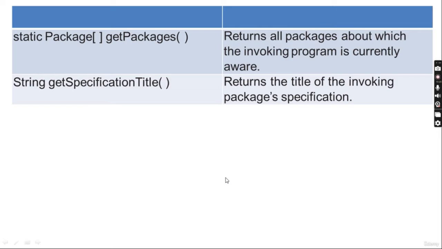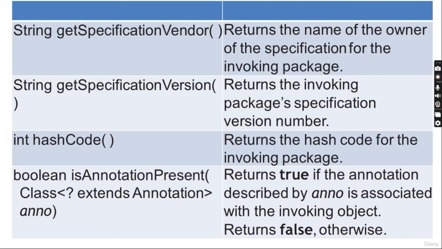Then getSpecificationTitle returns the title of the invoking package's specification. getSpecificationVendor returns the name of the owner of the specification for the invoking package. getSpecificationVersion returns the invoking package's specification version number. int hashCode returns the hash code for the invoking package.